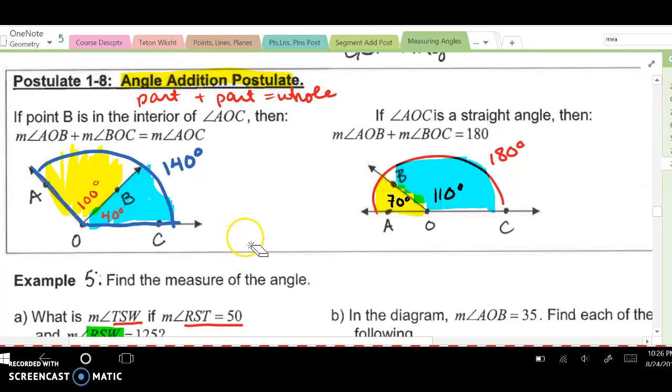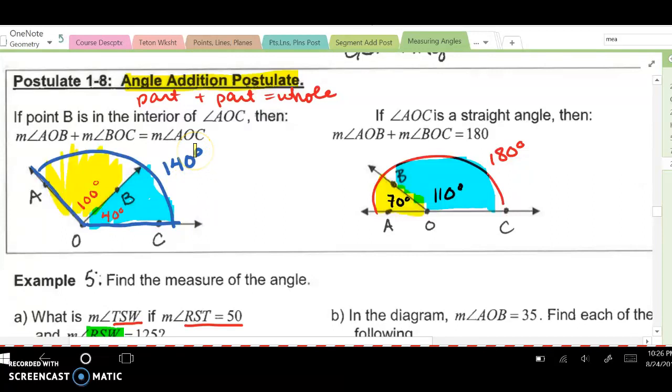Okay, so when we left off, we were talking about congruent angles. Now we're going to talk about the angle addition postulate, and it's basically part whole, except this time instead of part whole for segments, it's part whole for angles. So in this first scenario, I have the yellow angle, and I just made these degrees up, is 100 degrees. The blue angle, I made up, it's 40 degrees, and so it makes sense that the yellow plus the blue would have to add up to the whole angle, AOC, which would be 140 degrees.